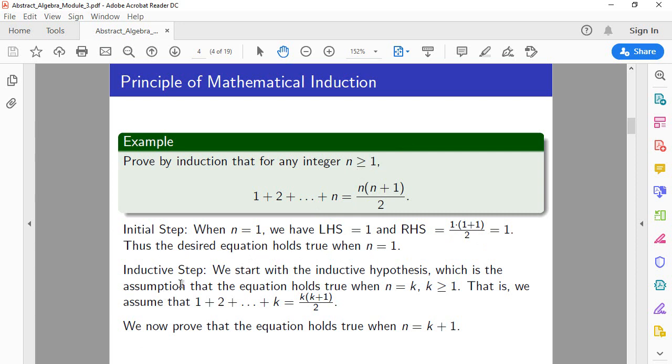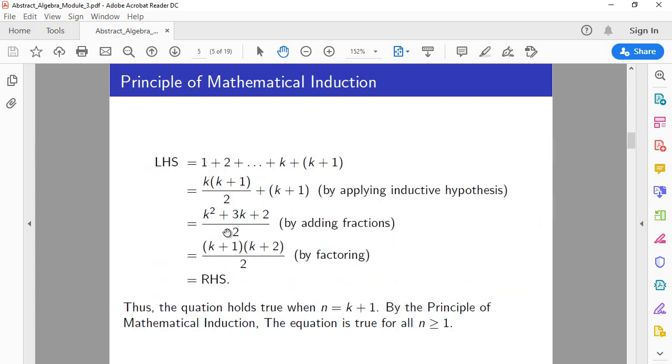Now the inductive step. Now we want to show that whenever the equation is true for n equal to k, it must be true for n equal to k+1. So if the kth statement is true, then the (k+1)th statement must be true. So let's assume that this equation holds when n is k. That is, we are assuming that 1 + 2 + ... + k is equal to k(k+1)/2. Now we want to prove that the equation must also hold when n is k+1.